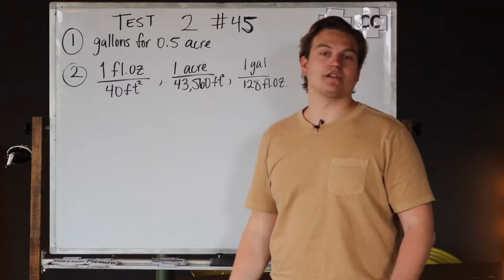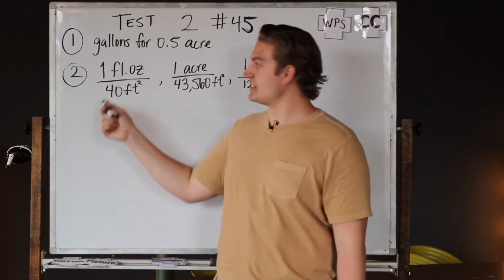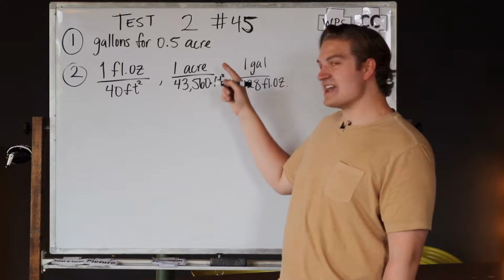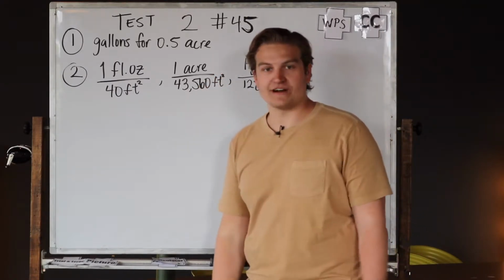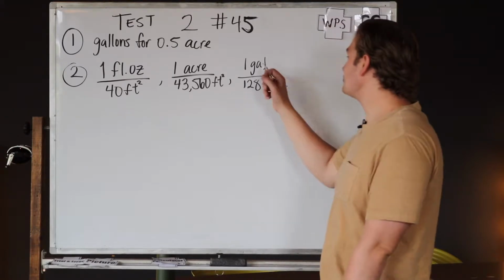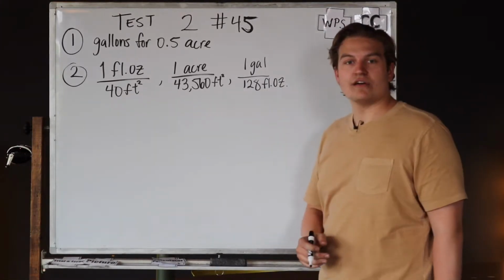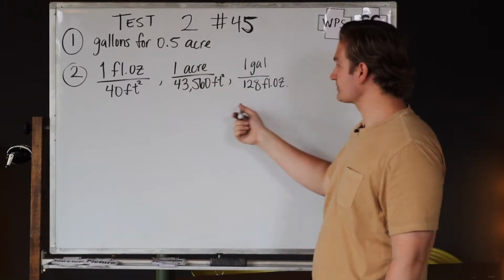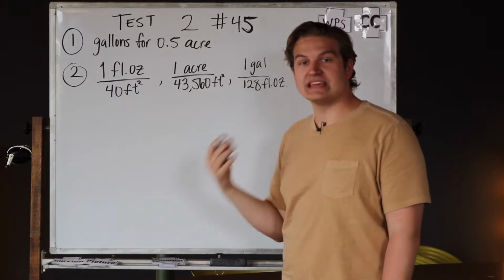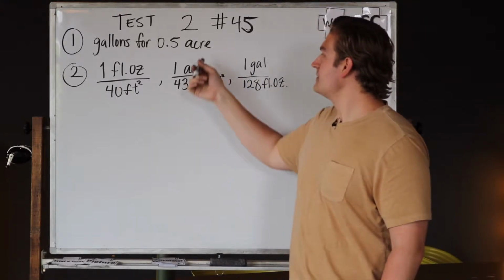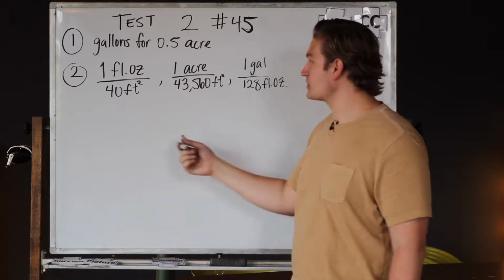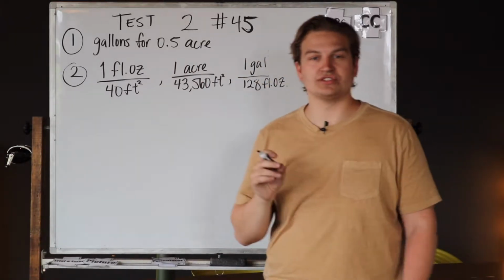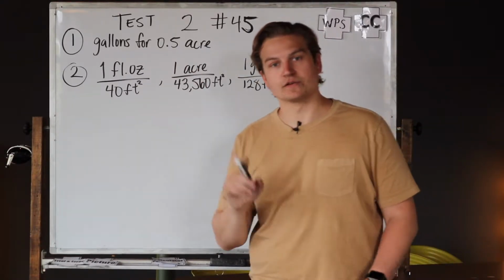So what are we trying to find? How many gallons does it take to fertilize a half an acre? What do we know? Well, the problem tells us that 1 fluid ounce of fertilizer will fertilize 40 square feet. It tells us that in each acre there are 43,560 square feet, and that each gallon contains 128 fluid ounces. So our job is going to be to take these conversions and find out how many gallons of fertilizer cover a certain amount of acres. In other words, we don't care about fluid ounces and feet, we care about gallons and acres, and we need to use that information to determine how many gallons does it take to fertilize a half an acre.